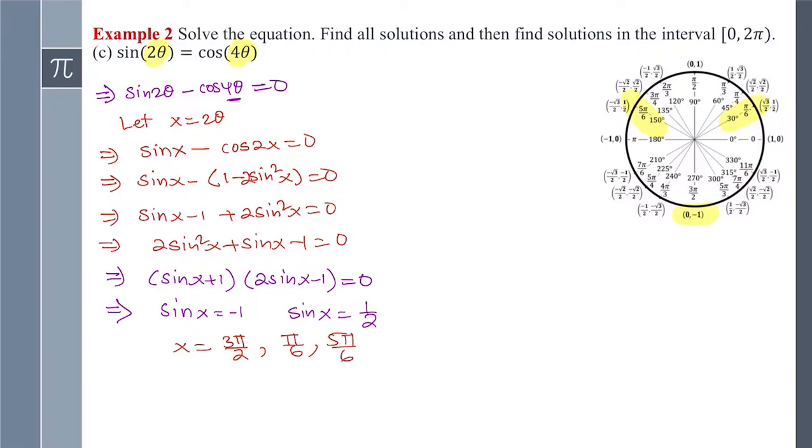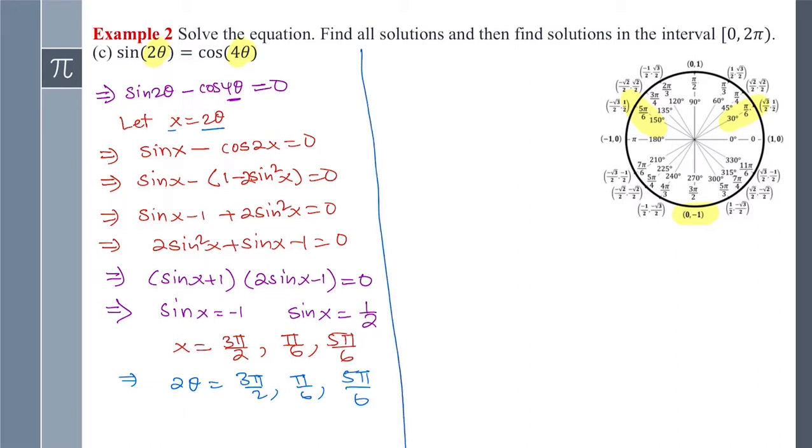Now we are not done. We found the value of x, but actually we want to find the value of theta, not x. So now we know that x equals 2 theta. This is the same as saying 2 theta equals 3 pi over 2, pi over 6 and 5 pi over 6. So now we can write the general solution in terms of 2 theta. So 2 theta equals 3 pi over 2 plus 2 pi n, and then pi over 6 plus 2 pi n, and then 5 pi over 6 plus 2 pi n.